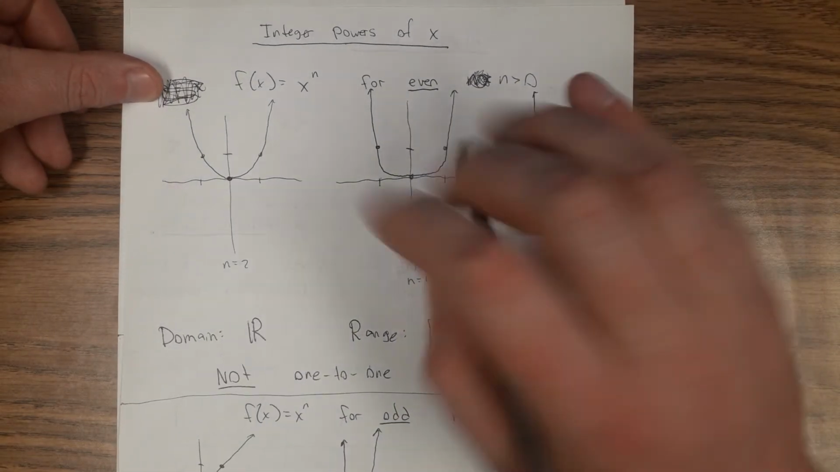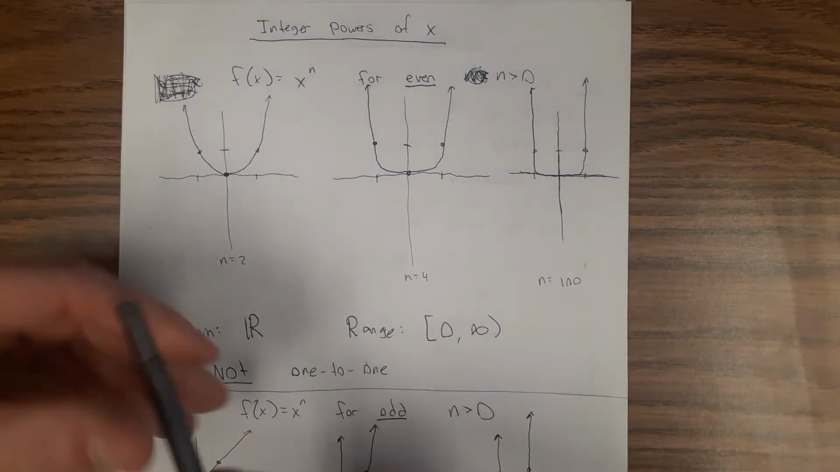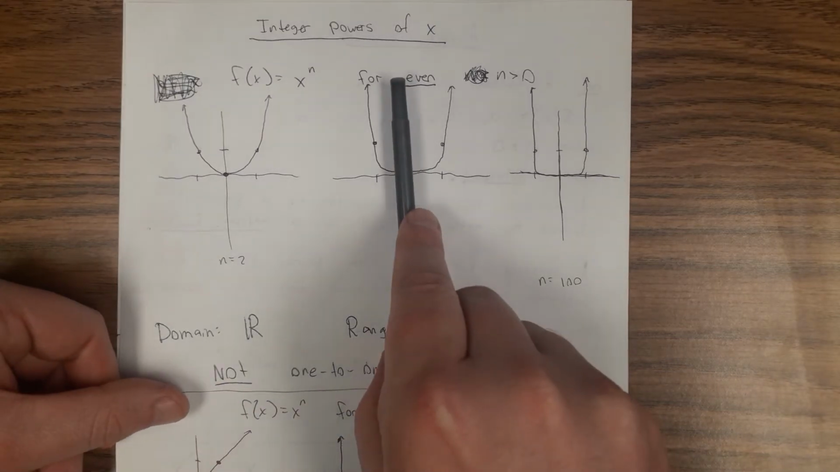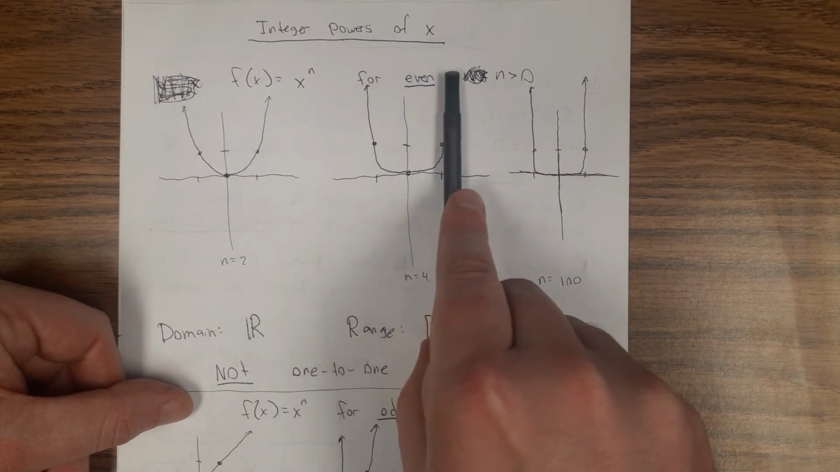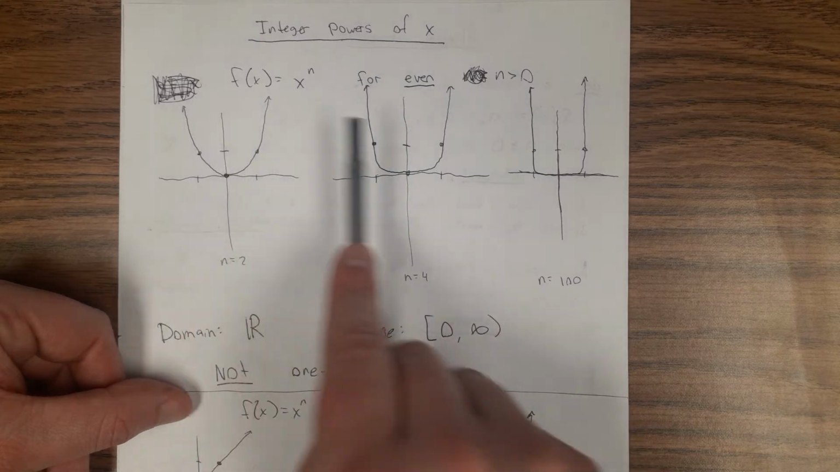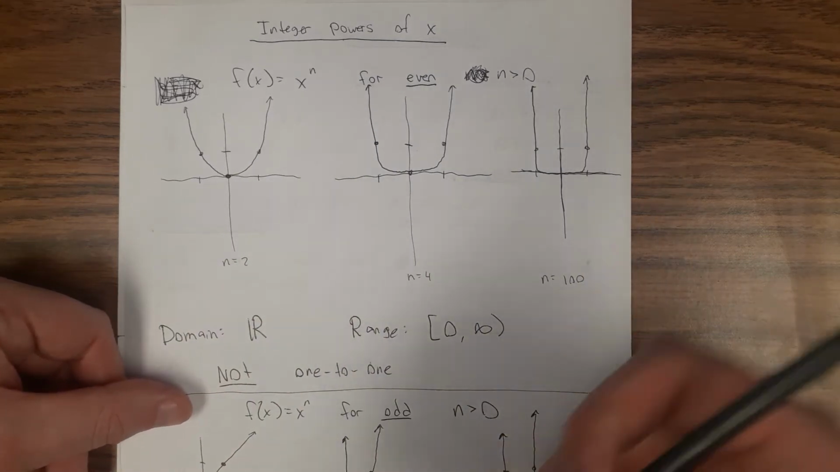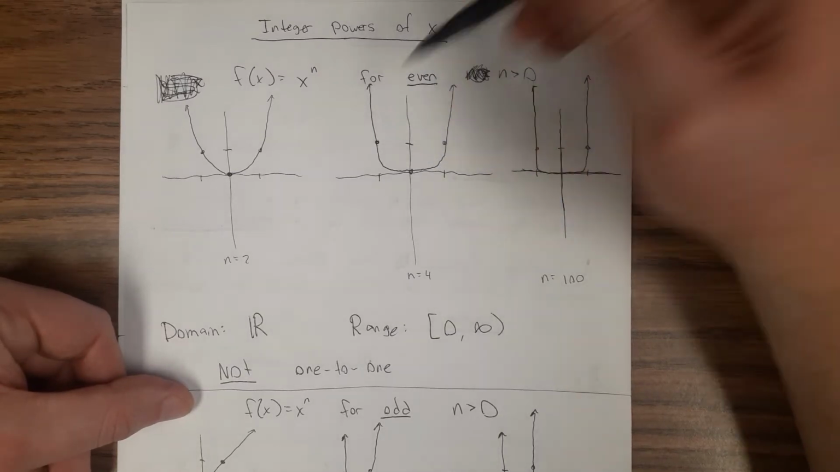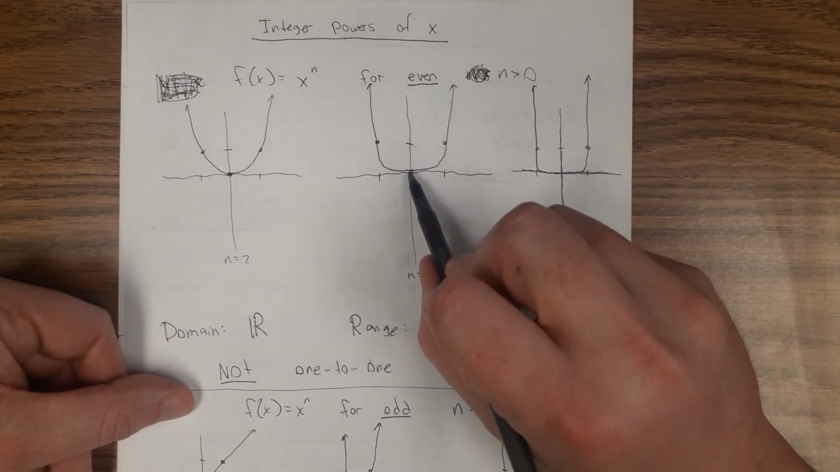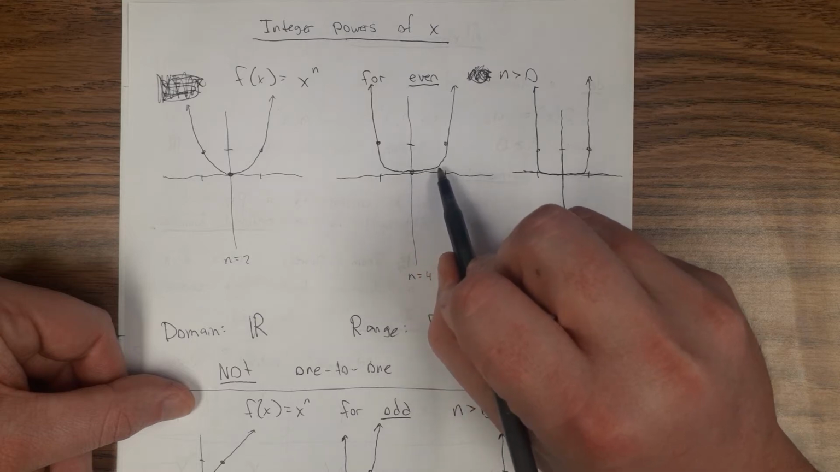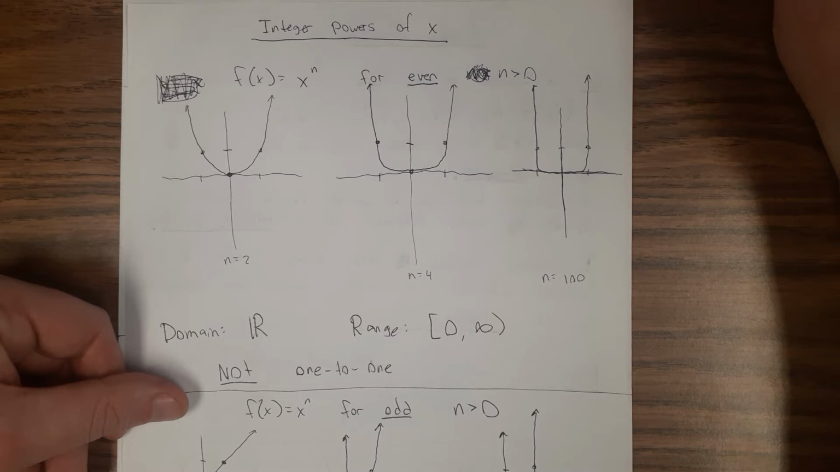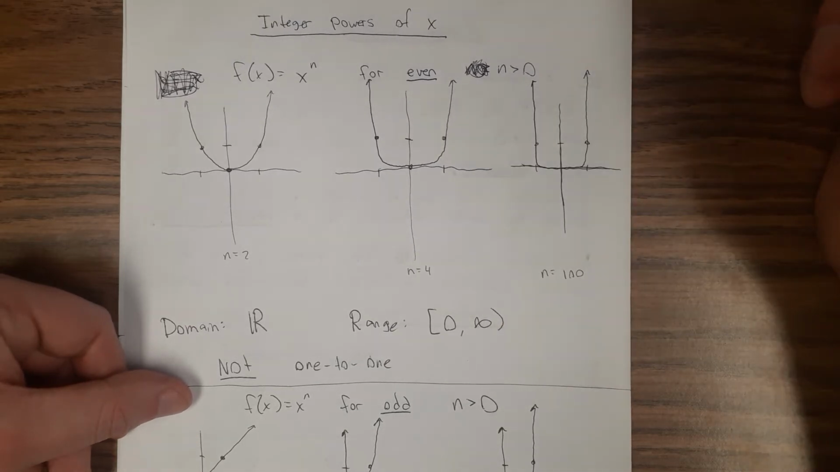And then, these are all symmetric around the y-axis. So the right side is a mirror image of the left side for all of these. And so what you see on the right side is just the mirror image of the left side. So it looks sort of flatter here for the larger powers of n, and then it goes sharply upward. So this is my drawing of n equals 4.